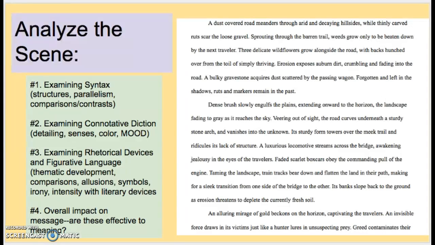You would do the same thing. You would separate these at the sentences with red marks. You would underline the first three words in the sentence. A dust-covered. I would say a dust-covered road meanders. Sprouting through the barren trail. You see that you have different starters for the sentences. This particular sentence here, sprouting through the barren trail, is called a periodic sentence. You've actually delayed the main idea with this dependent phrase.